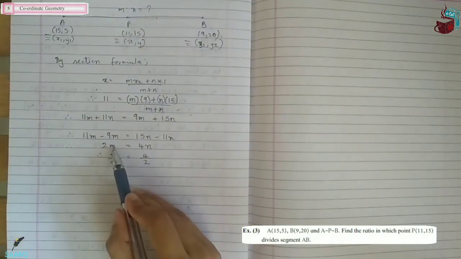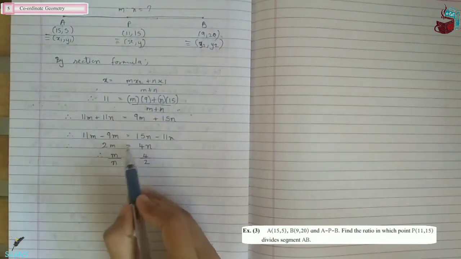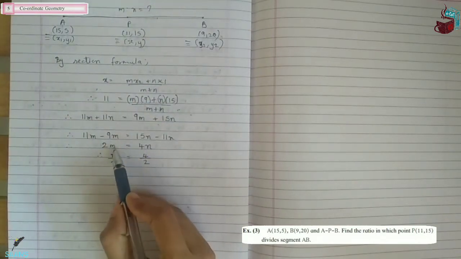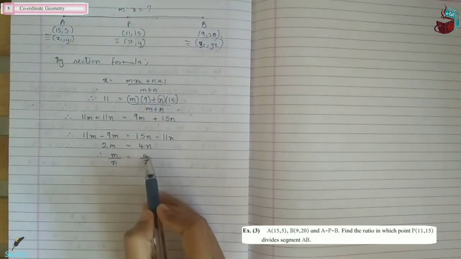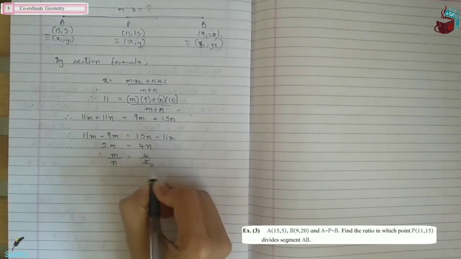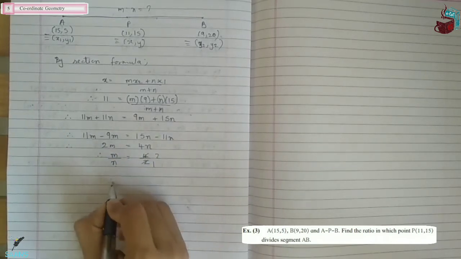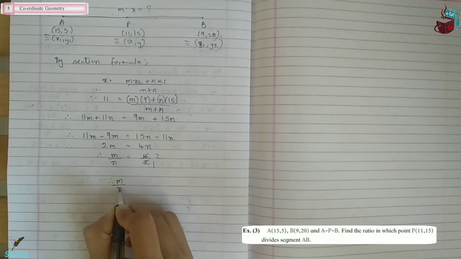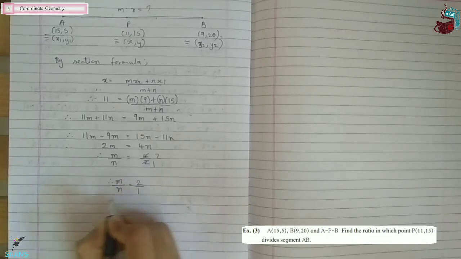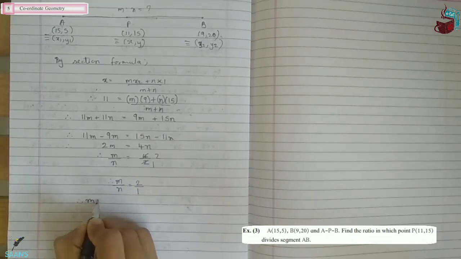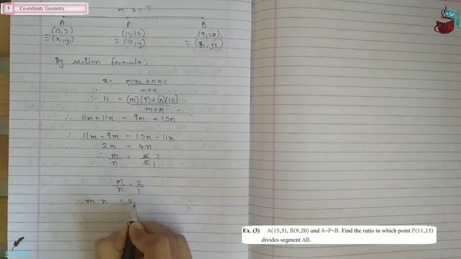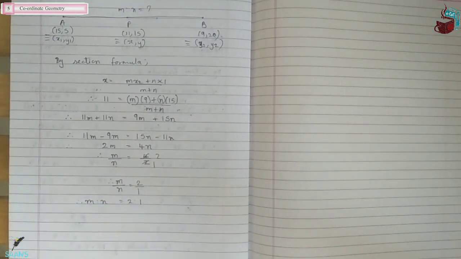We always want the ratio m is to n. So you bring m down, m here you keep as it is, then n will come down, 4 will remain as it is, 2 comes down, 2 1s are 2, 2 2s are 4. Therefore m upon n is equal to 2 upon 1. Therefore m is to n is equal to 2 is to 1. So that is your answer. The required ratio is 2 is to 1.